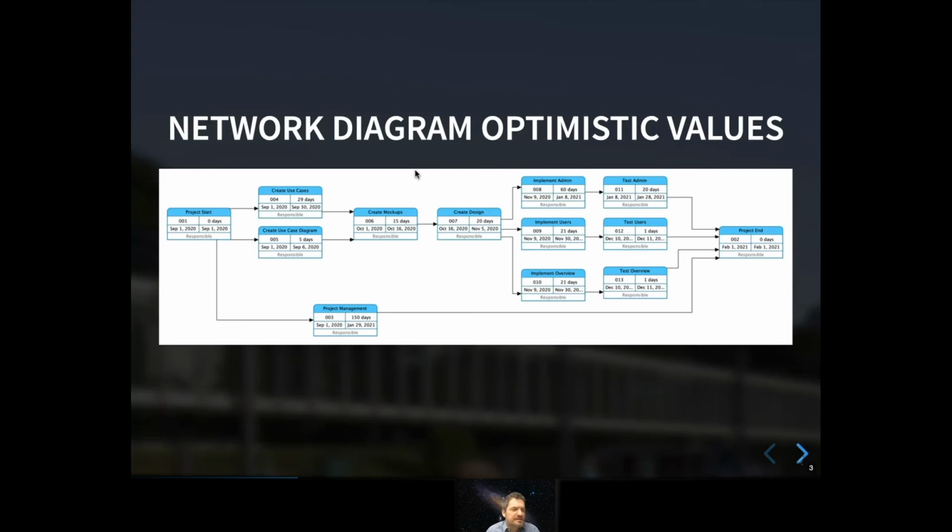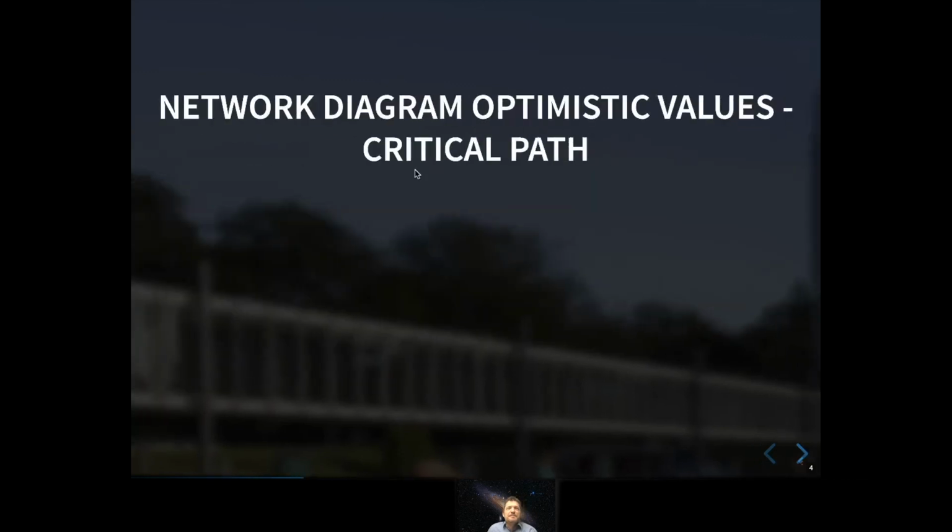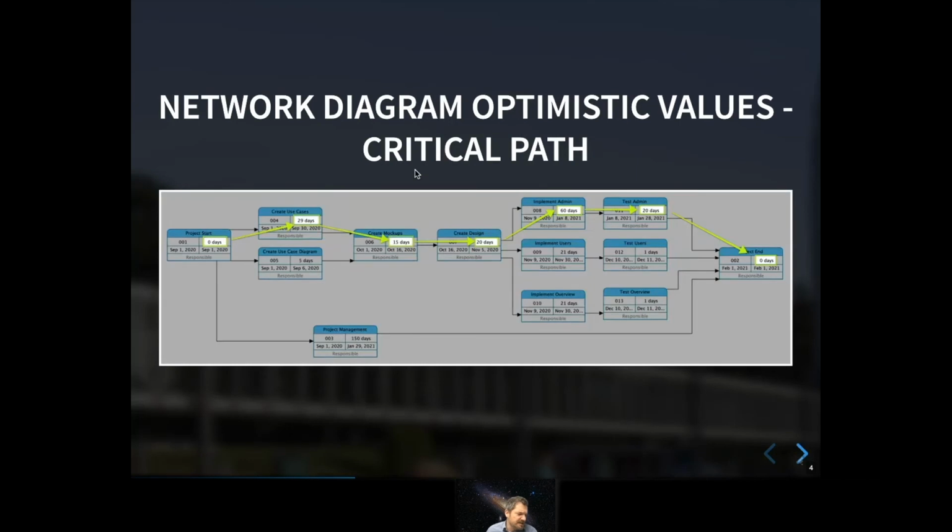So here in the network diagram, you can see which task is first, which task is following. And you also see how much time it takes. You see when it starts, when it ends, and you see the number of days for each task. And if you remember the critical path from one of our lessons before, you can have a look. Okay, what is now the critical path? It's the longest path, and you see, okay, this is the critical path: create use cases, create mockups, create design, implement admin, test admin, and then you have the project end, right?